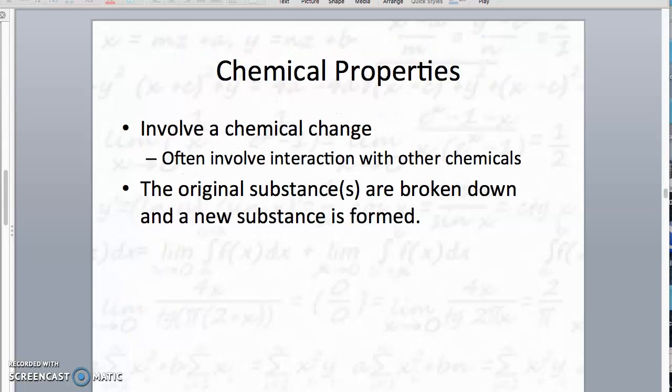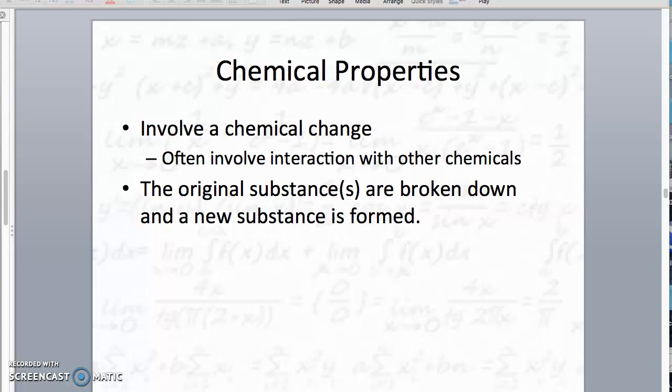Pure substances also have chemical properties, which often involve interaction with other compounds or elements. Flammability is a good example. A chemical change results in an entirely new substance. For instance, the burning of paper will produce some carbon dioxide, water, and some ash.